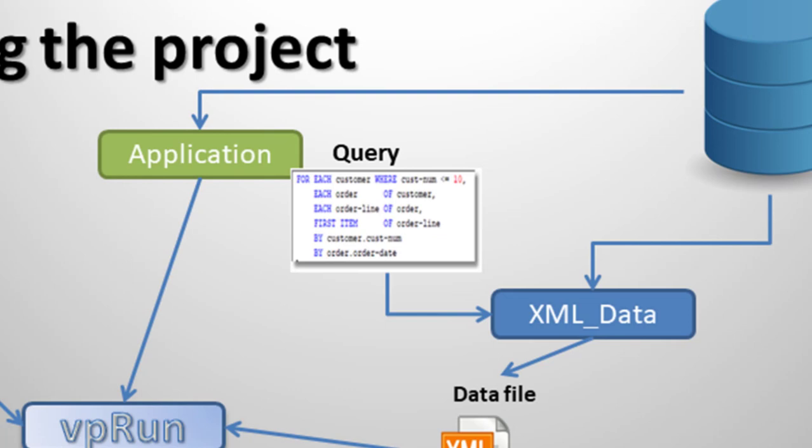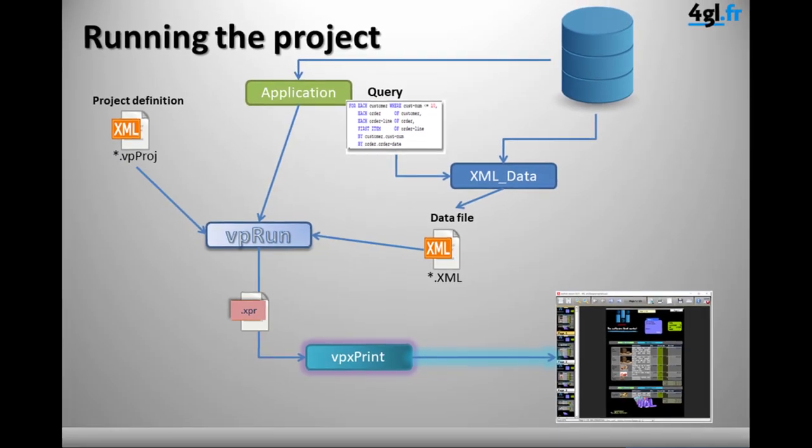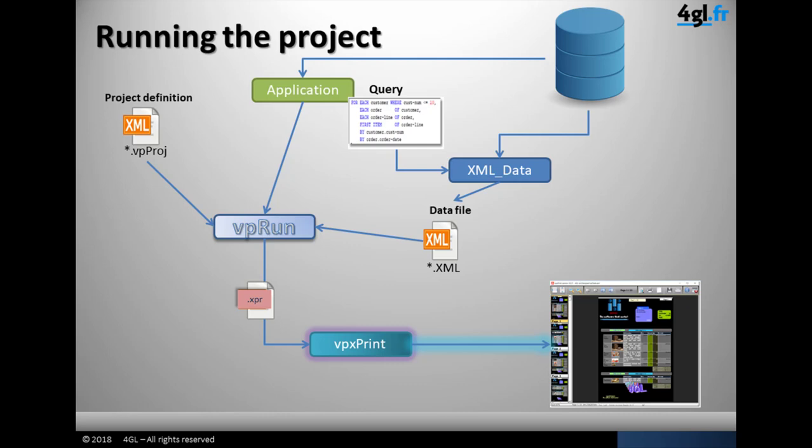For information, for reasons of confidentiality or to comply with the RGPD standard, it is possible to encrypt the data. After generating this XML data file, just call the VP Run DLL with the name of the project and the name of the data. VP Run will create an XPR that will be sent to vpxPrint.